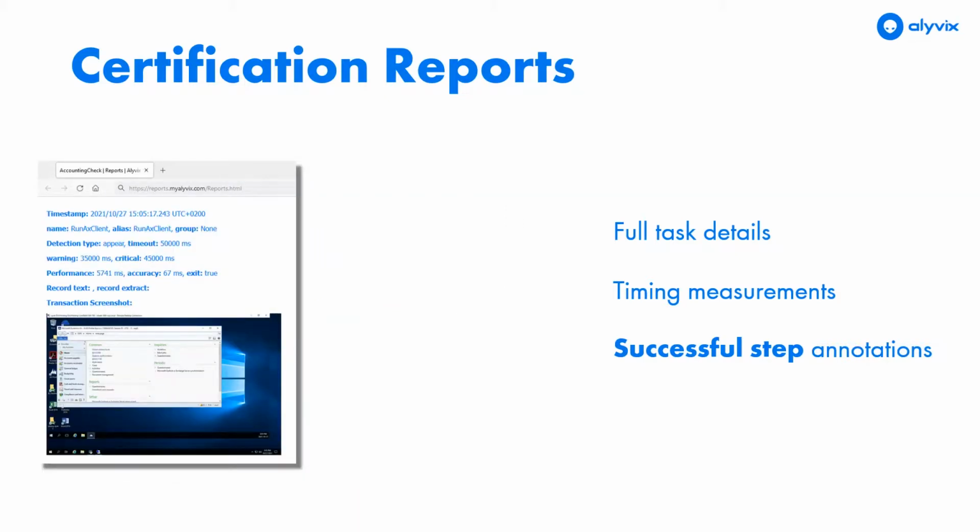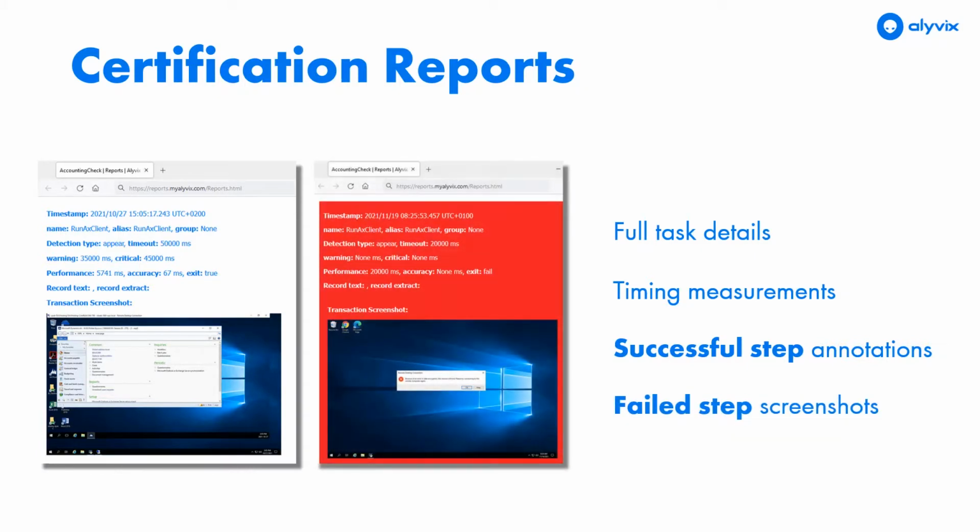Obviously, most of your reports will show that everything is working fine. But when it's not, it's easy to use Alyvix to find the point in the task flow where things went wrong. Each step records both the actual screen itself, along with that screen annotated to show what Alyvix was looking for but couldn't find. By showing failed steps in red, all you need is a bit of scrolling to find the problem.